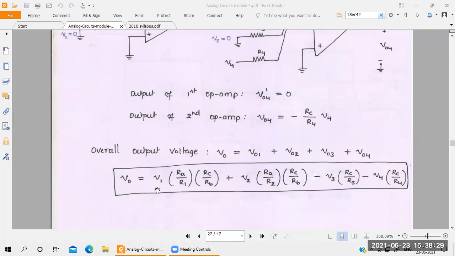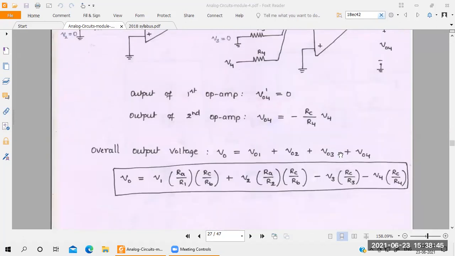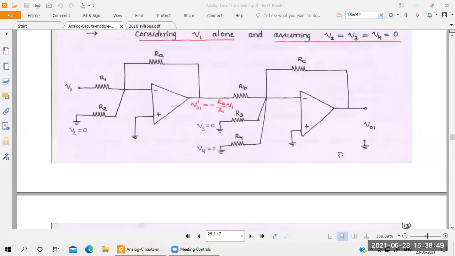Then you'll get V0 is equal to V1 times RA divided by R1 into RC divided by RB, plus V2 into RA divided by R2 into RC divided by RB, minus V3 into RC by R3, minus V4 into RC divided by R4. Okay, this is the complete output voltage equation for the weighted summer with opposite sign.